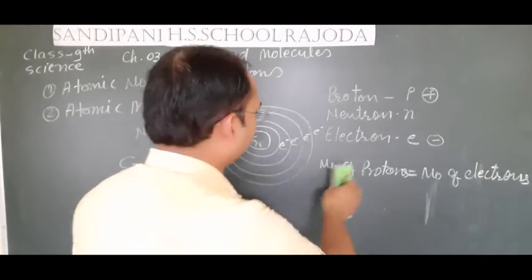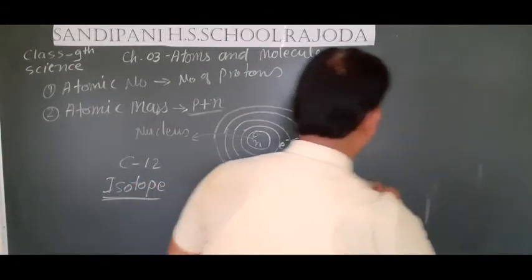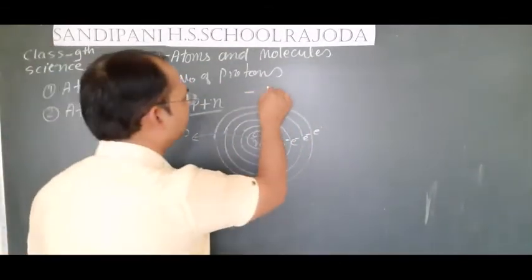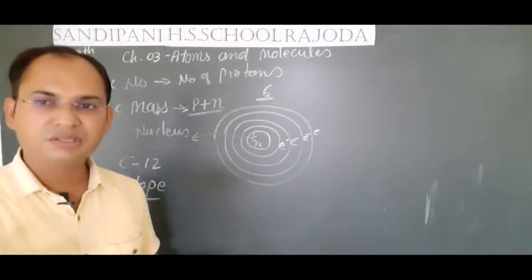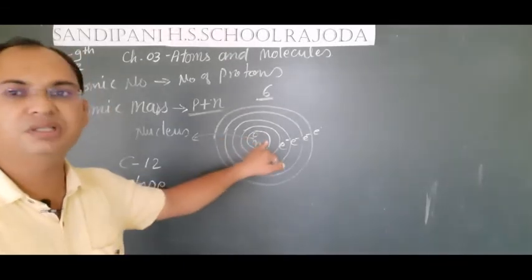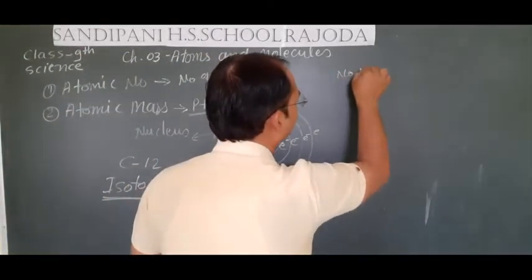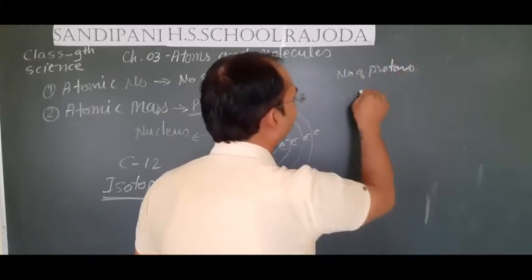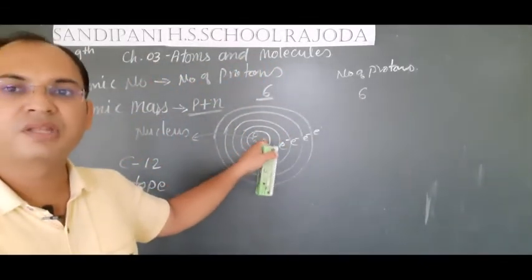Let us understand isotope with the help of one example. Suppose we take the example of carbon, and the atomic number of carbon is 6. So students, the atomic number of carbon is 6. That means carbon has 6 protons in its nucleus. So the number we write here, number of protons, is 6, and number of neutrons is also 6.